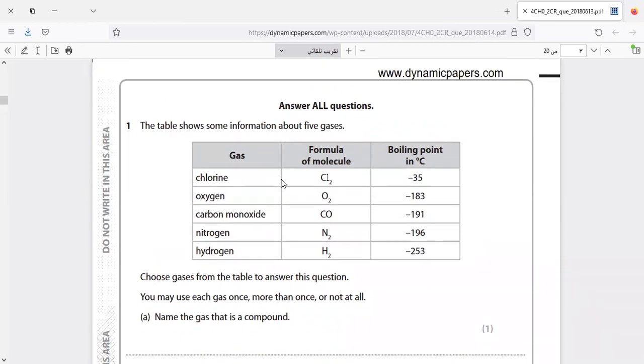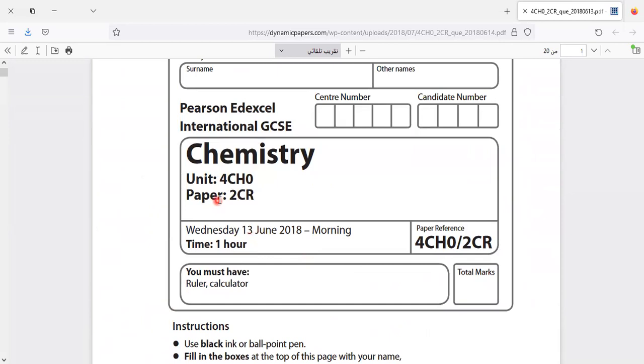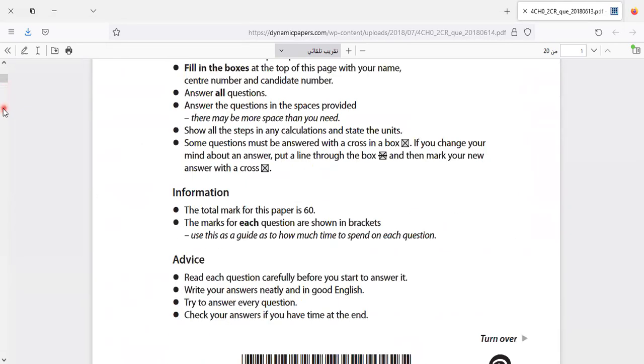For 2CR, this is a variant for 2C. Okay? We'll start with the first question. This is the 2018 exam paper 2CR, May/June. First question.